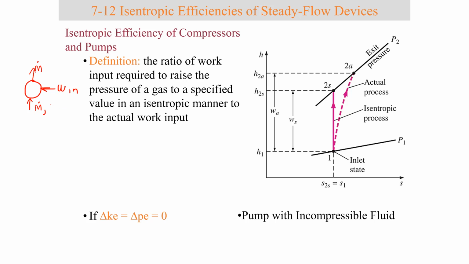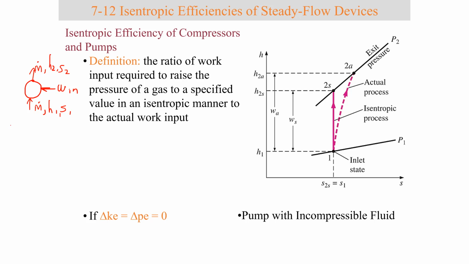So you have an enthalpy entering and an enthalpy exiting. You have an entropy entering and an entropy exiting. The more irreversible your pump is, the more work you have to put into the pump to get the same pressure difference, right?